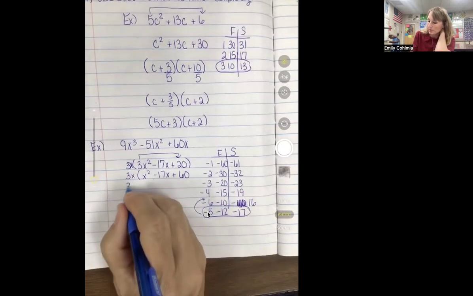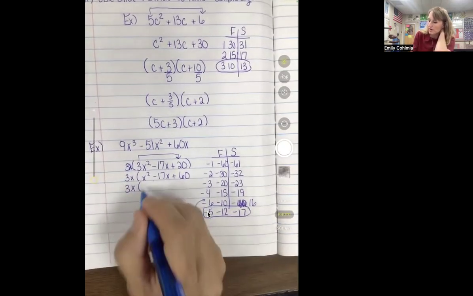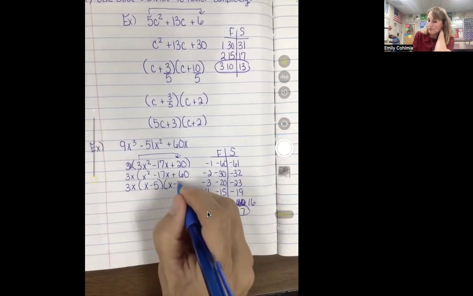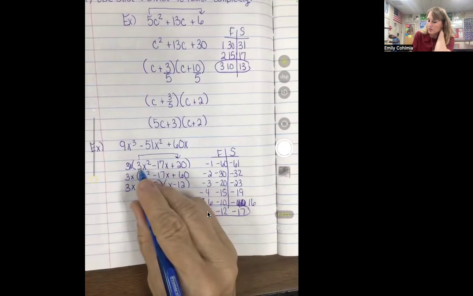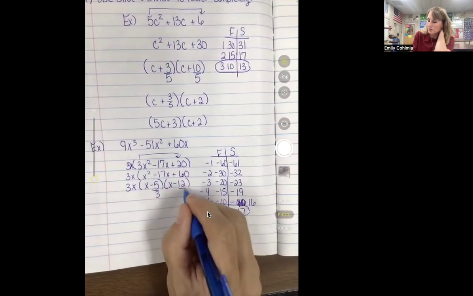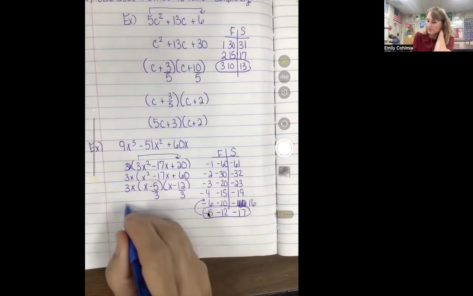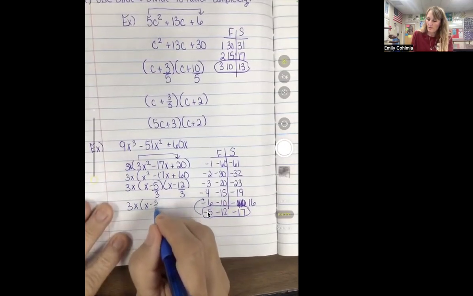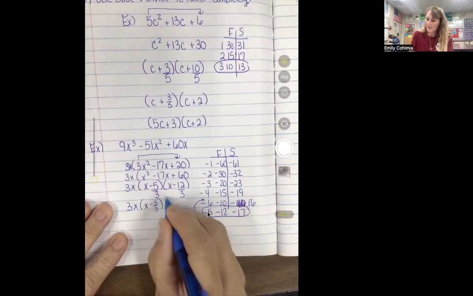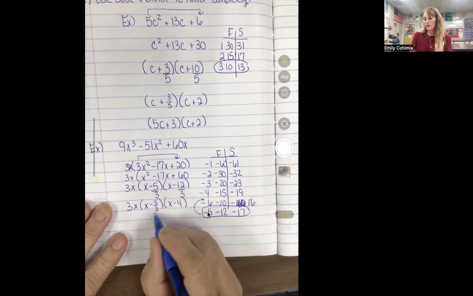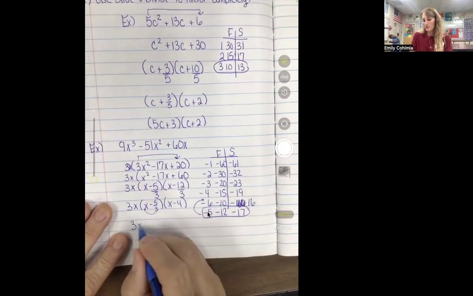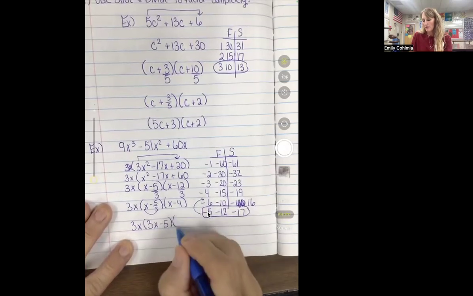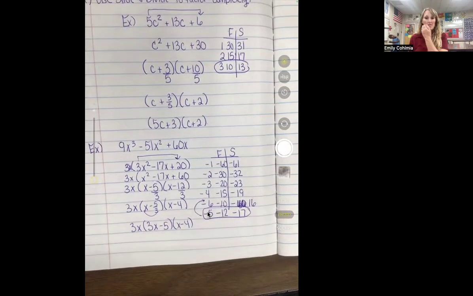Okay, so I'm going to come up here, rewrite my factor that I factored out, and I've got x minus 5 and x minus 12. Going to take my 3 that I slid and put it in here. Simplify, so we have 3x times x minus 5 over 3 and x minus 4. And then I'm going to move my denominator to the front. So my answer is 3x times 3x minus 5 times x minus 4. Did you get the right answer?